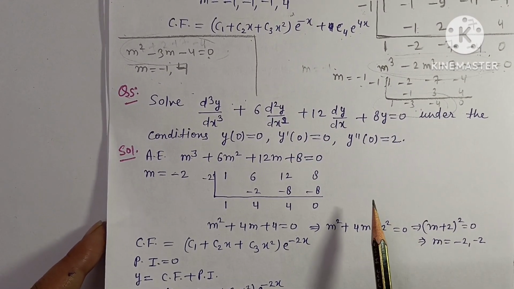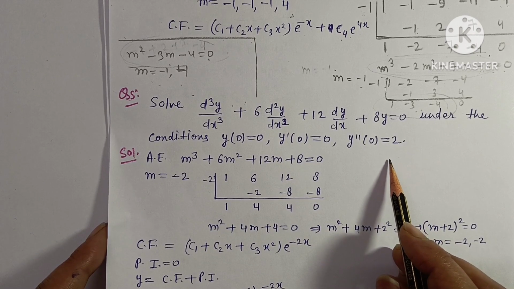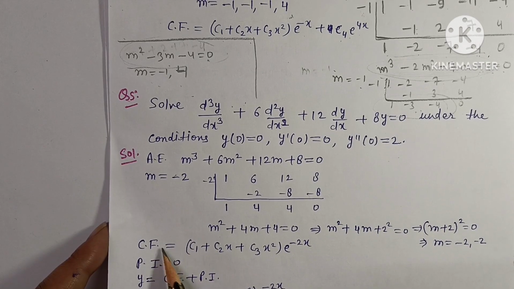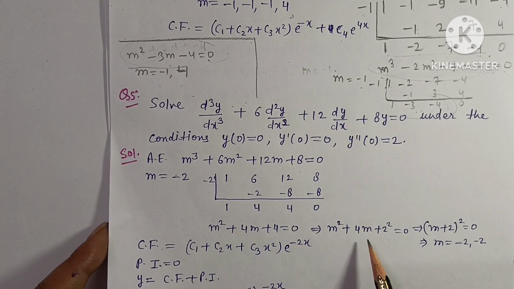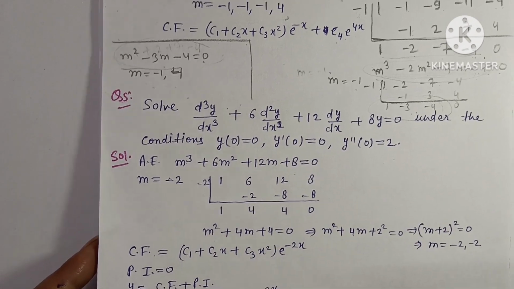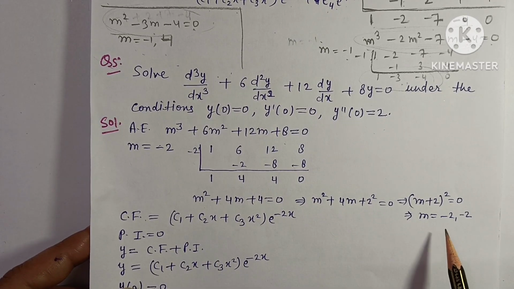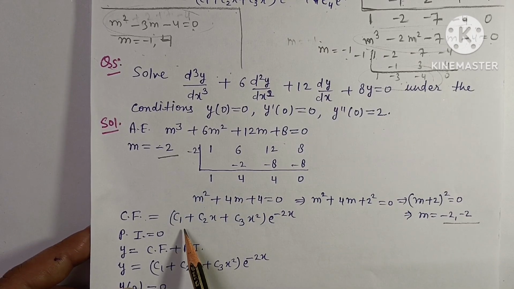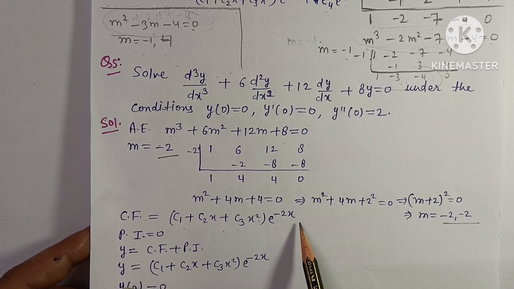Next, in the next question, the new thing is that the initial conditions are given here. So you must know how to find the solution in this case. For finding the CF, I have written here the auxiliary equation. Then I have calculated all the roots by using the previous method of synthetic division. So you can also calculate. You can see that minus 2 is repeating 3 times. So CF will be C1 plus C2x plus C3x square, e to the power minus 2x.